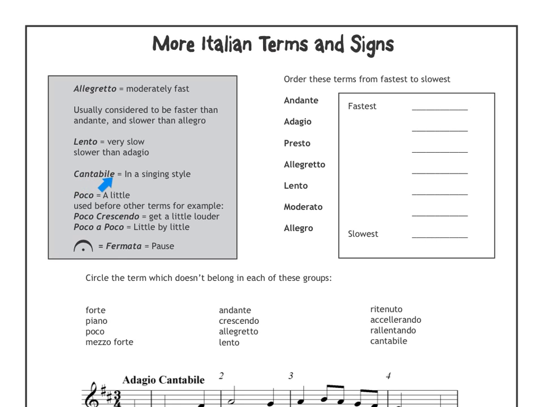Cantabile. It's a very descriptive type term which means in a singing style. If you're playing something simple like Twinkle Twinkle, let's say, and it's kind of choppy and march-like, someone might say, let's make that more cantabile, more in a singing style, a little more delicate, more sweet. You might connect the notes a little more. You might make it more melodic. So cantabile is really just a descriptor type term.